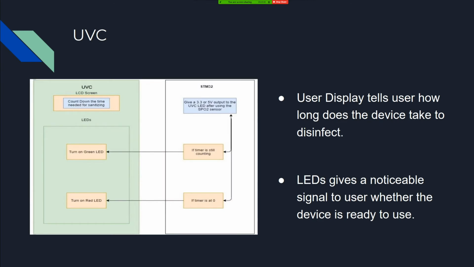Okay, so this is the block diagram for the UVC. The UVC will be powered by the STM32 boards. I've missed the arrow from the STM to the UVC in the graph, but I'll make a new one later on. The STM board will drive the UVC for a certain amount of time, and it will show how long it takes to sanitize. Also, the LEDs will give a signal to show the status of the sanitizing process. For example, green is safe to use and red is not.